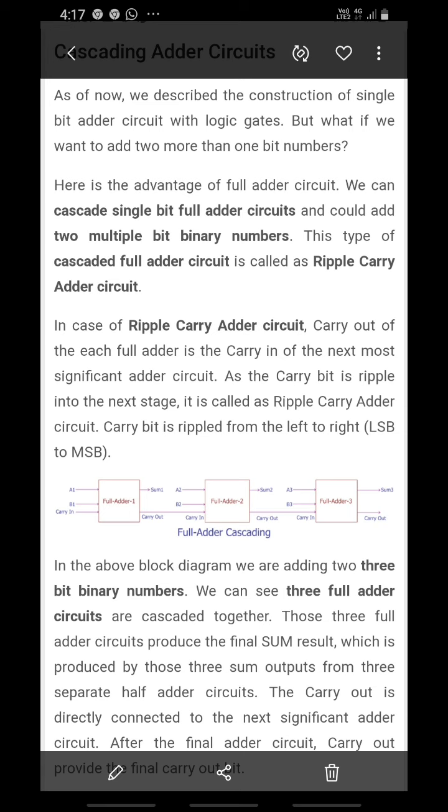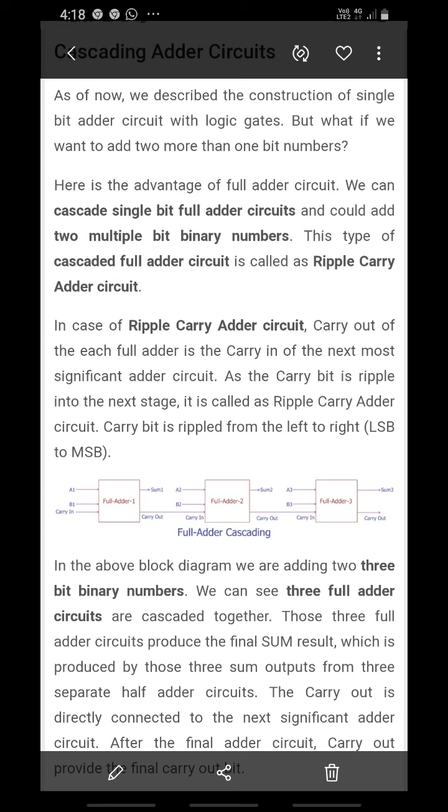In a ripple carry adder circuit, the carry out of each full adder is the carry in of the next most significant adder circuit. As the carry bit ripples into the next stage, it is called a ripple carry adder circuit. The carry bit is rippled from left to right, meaning LSB to MSB. So full adder cascading is as shown in the above PPT.